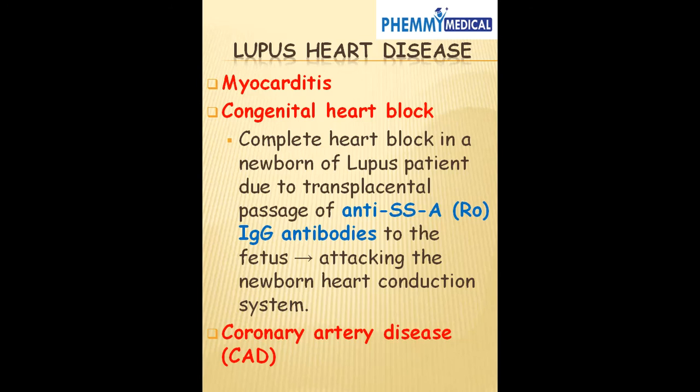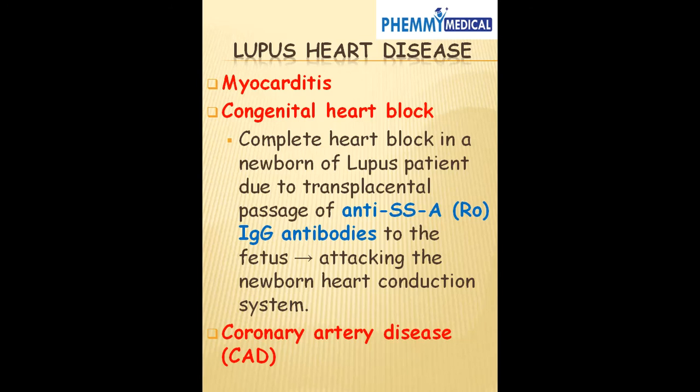And the next lupus heart manifestation is congenital heart block. So this is a complete heart block in a newborn of lupus patients due to transplacental passage of anti-SSA. Remember, another name for anti-SSA antibody is anti-Ro, right? Anti-SSA or anti-Ro, passing to the fetus and attacking the newborn heart conduction system. And this can lead to congenital heart block. So anytime you have a child that develops congenital heart block, make sure you rule out lupus in the mother, right?